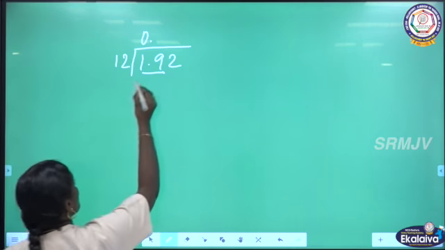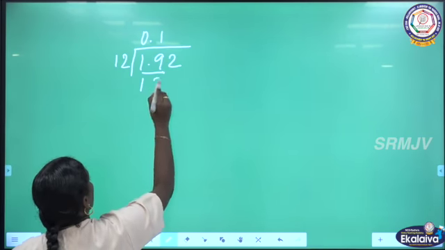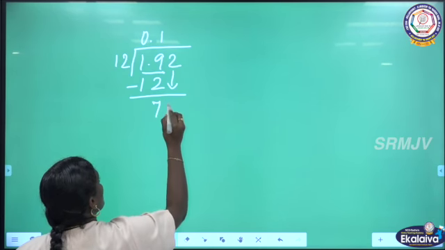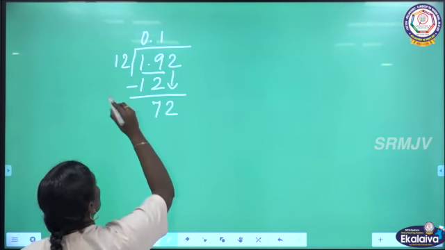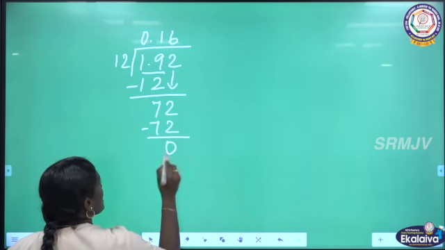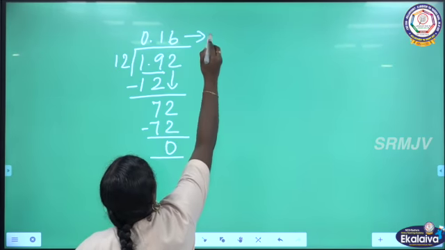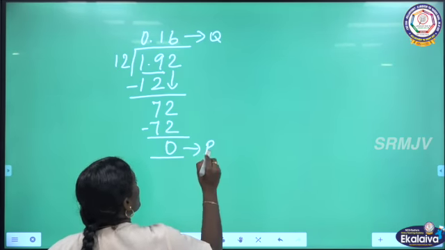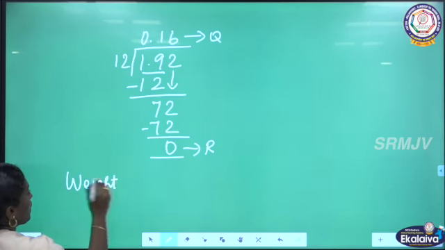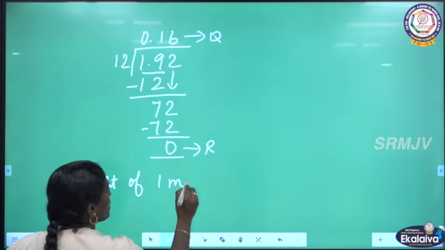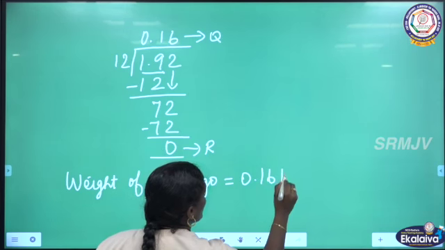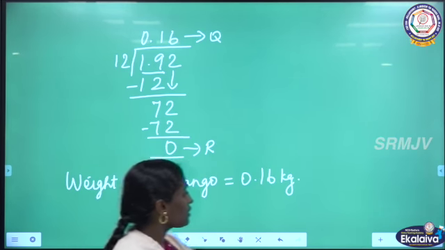In 19, how many times 12 is there? 1 time. Now we have to subtract 19 minus 12, 7. Now we have to take the next digit 2. Now 72. In 72, 6 times 12 is 72. While subtraction, we are getting the remainder 0. So this is quotient and the remainder is 0. Quotient is the answer. That is the weight of 1 mango. Weight of 1 mango is equal to 0.16 kilogram. Is it clear, children?